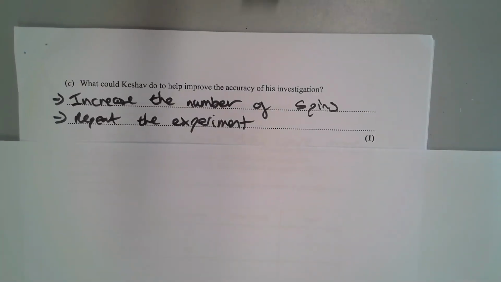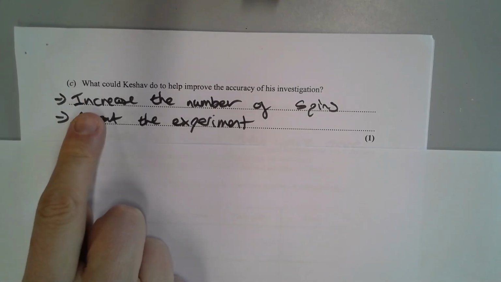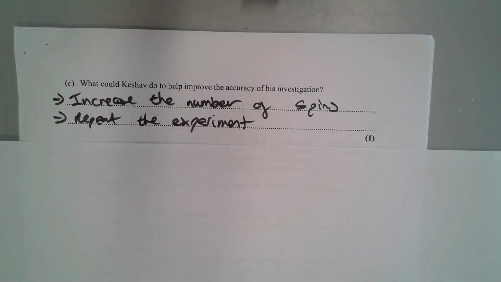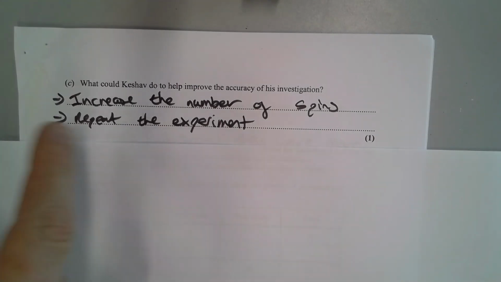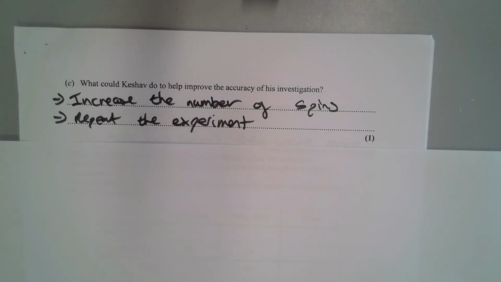Our final question here is how this can be improved. Now essentially, if there was a bigger sample size, that would be great. So our answer here is increase the number of spins, repeat the experiment, do it more times, any word to that effect. And here's 2 examples of how you might write it. Just bullet point is fine.